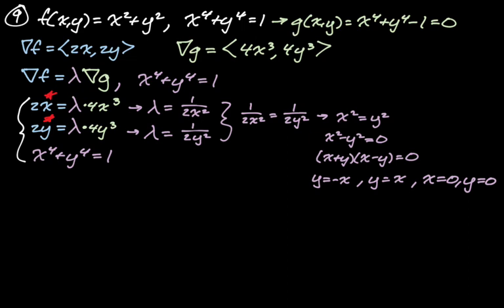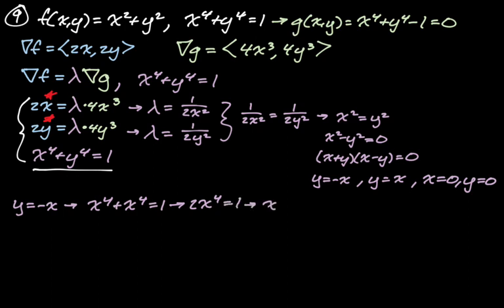Now, if y is equal to negative x, we're going to use the constraint. That'll give us x to the fourth plus x to the fourth is equal to 1, which means 2x to the fourth is equal to 1, so x to the fourth is 1/2, which means x is plus or minus 1/2 to the 1/4. I wish there was a better way to write that. I guess the fourth root of 1/2 maybe would have looked a little better. We've got to keep going though.